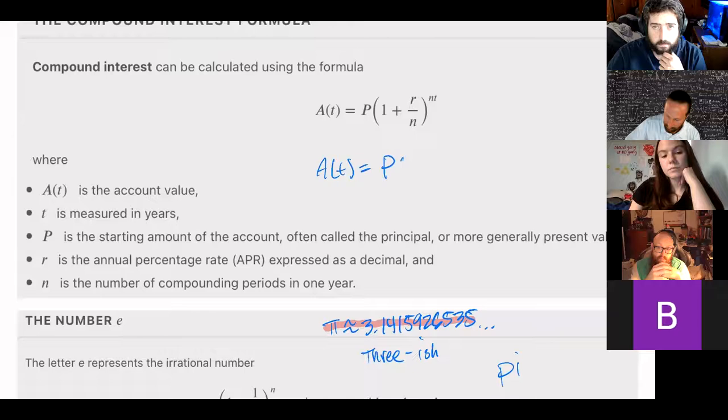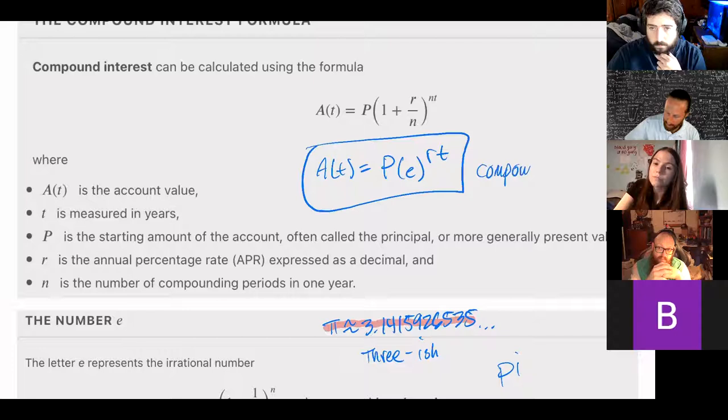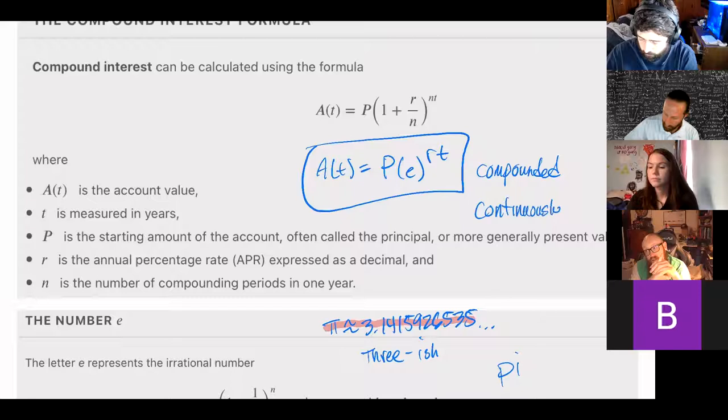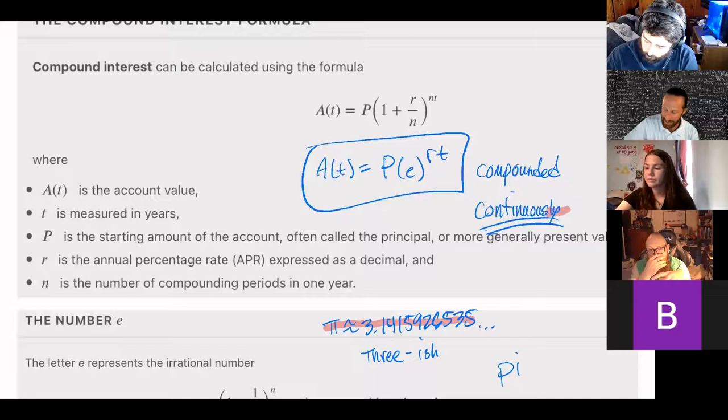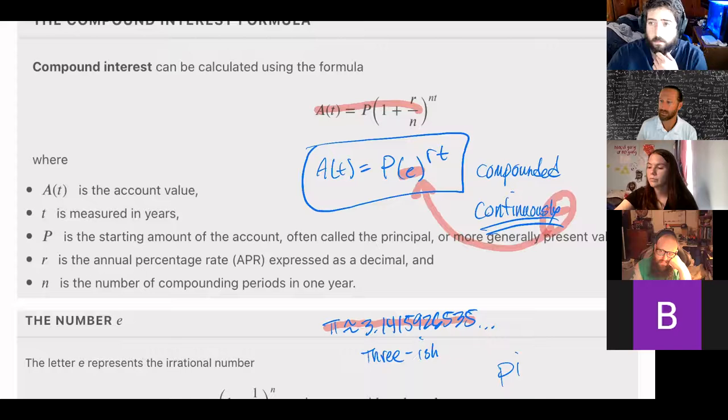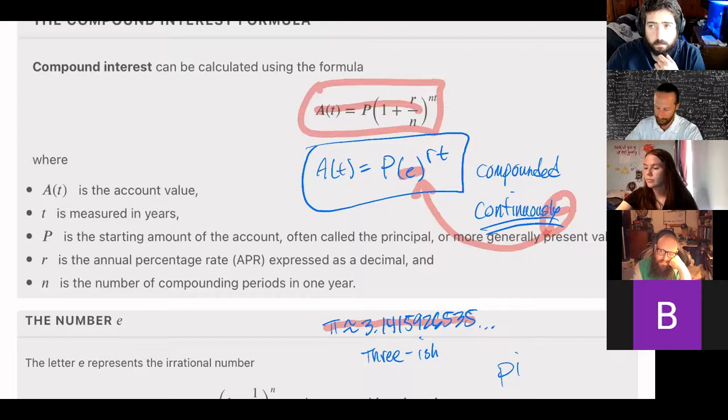formula, which is what we say compounded continuously. Now, what I like to say is that it's continuously. That's when you know that you're going to use the e formula versus the other one. Okay? Continuously will be the one that you use the e. All right? All other, you'll use this formula. All right? So that is what we're going to be doing in this section.